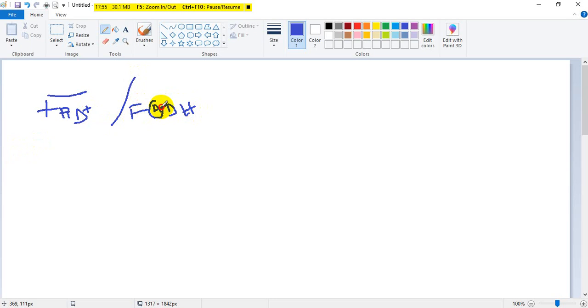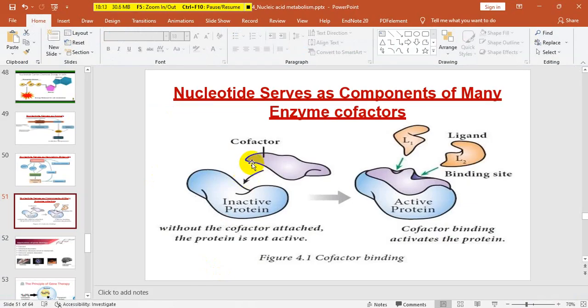The A here is adenine. This is reduced flavin adenosine dinucleotide, and this is oxidized flavin adenosine dinucleotide. So this is the cofactor, inactive protein. There is an adenine or guanine or cytidine inside the cofactor. When the cofactor binds onto the enzyme, it becomes active before the substrate and others can also bind.